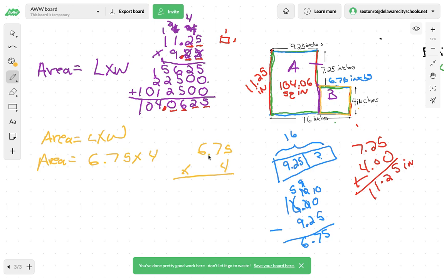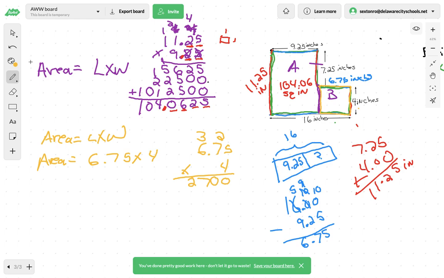Ignoring the decimal till the end. 4 times 5 is 20. 7 times 4, that's a tricky one. 2 7s is 14, so 4 7s must be 2 14s. That makes it 28. 7 times 4 is 28. Plus 2 is 30. 4 times 6, that's 24. Plus 3 is 25, 26, 27. So I've got 2700. Now let's figure out where our decimal goes.